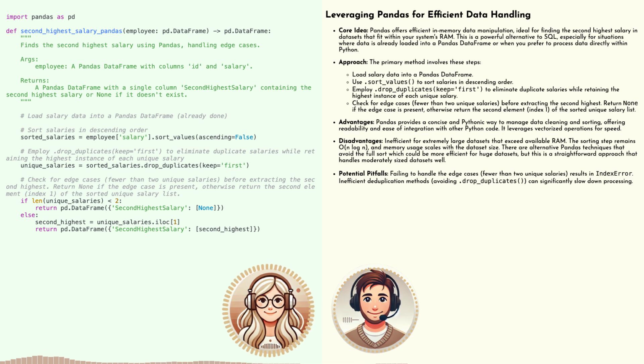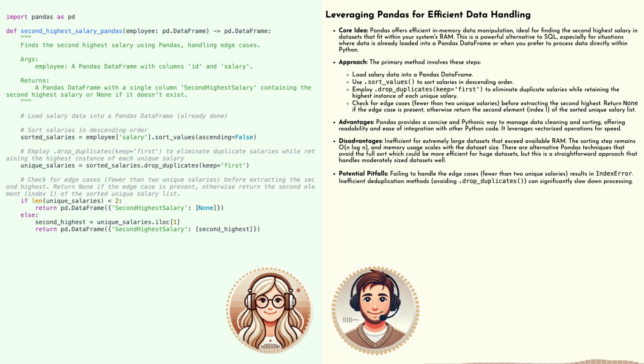One way would be to leverage its sorting and deduplication capabilities. Okay, that sounds promising. So we'd start by loading our salary data into a Pandas DataFrame, which is kind of like a supercharged spreadsheet, if I'm understanding correctly. Yeah, you can think of it that way. What would we do next? So, assuming we have a column named salary in our data frame, we would use the sort_values function to sort the data frame by that column. We'd sort it in descending order to put the highest salaries at the top.